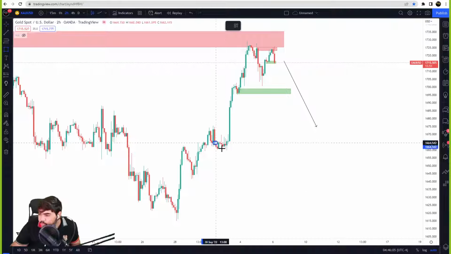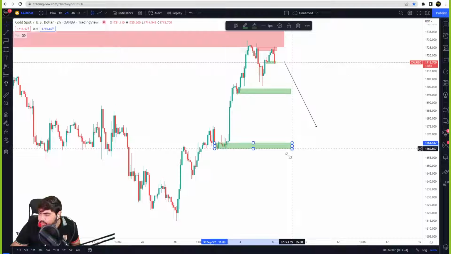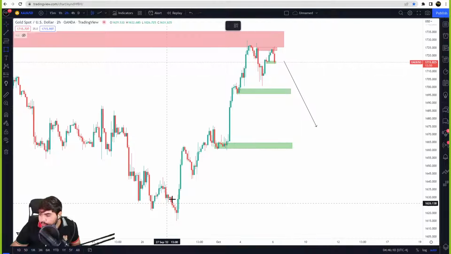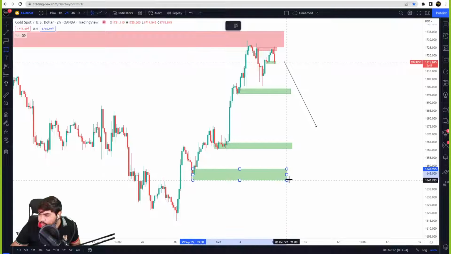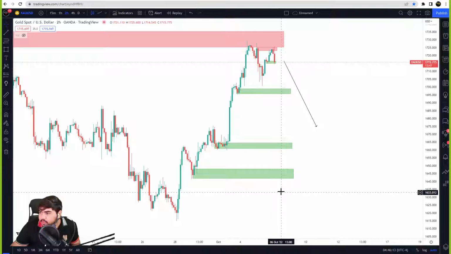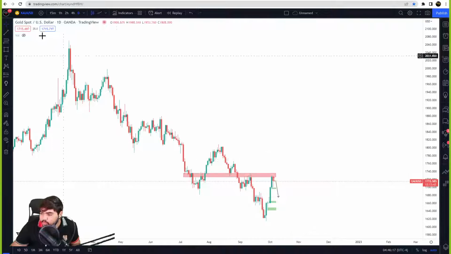We can look for some small scalping trades around these key levels of support. But on the major degree, I think, because we have tested this major level of daily support, we are more likely to go lower from this level.